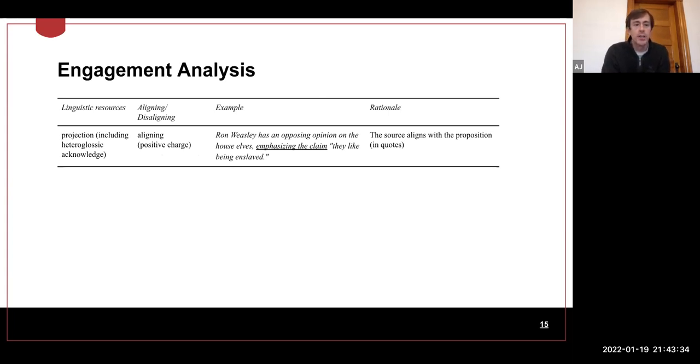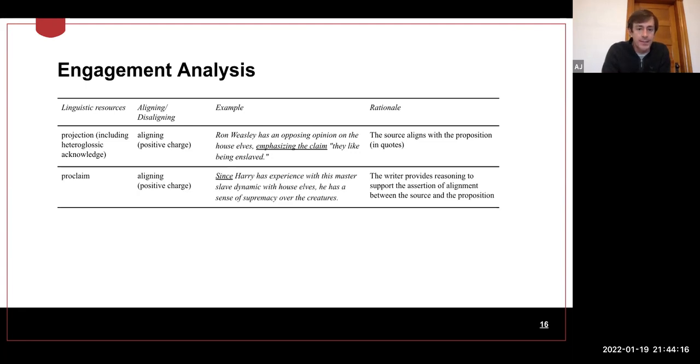The first being projection, including heteroglossic acknowledge, which is essentially when we say that someone said something. In this case, the example is Ron Weasley has an opposing opinion on the house elves, emphasizing the claim they like being enslaved. That is an awkward phrasing by this student, but essentially could be rewritten to say Ron Weasley says they like being enslaved. So the source, Ron, aligns with the proposition that is in quotes. Here we don't have attitude, but we have Ron being aligned with an idea. And then we can see how that idea fits in among other evaluated entities.